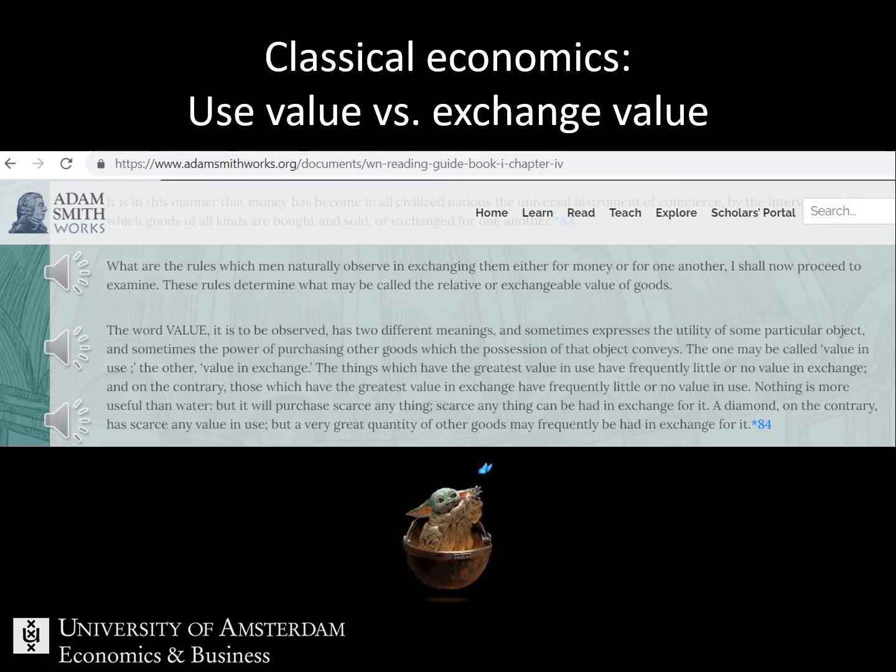The things which have the greatest value in use have frequently little or no value in exchange, and on the contrary, those which have the greatest value in exchange have frequently little or no value in use. Nothing is more useful than water, but it will purchase scarce anything. Scarce anything can be had in exchange for it. A diamond, on the contrary, has scarce any value in use, but a very great quantity of other goods may frequently be had in exchange for it."